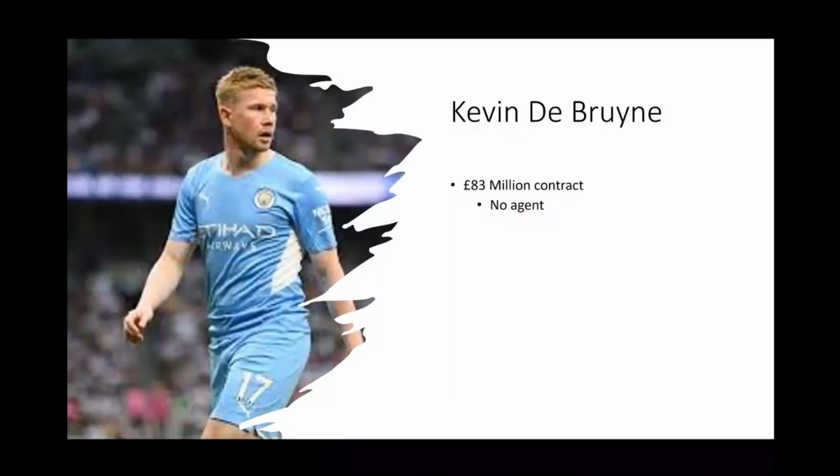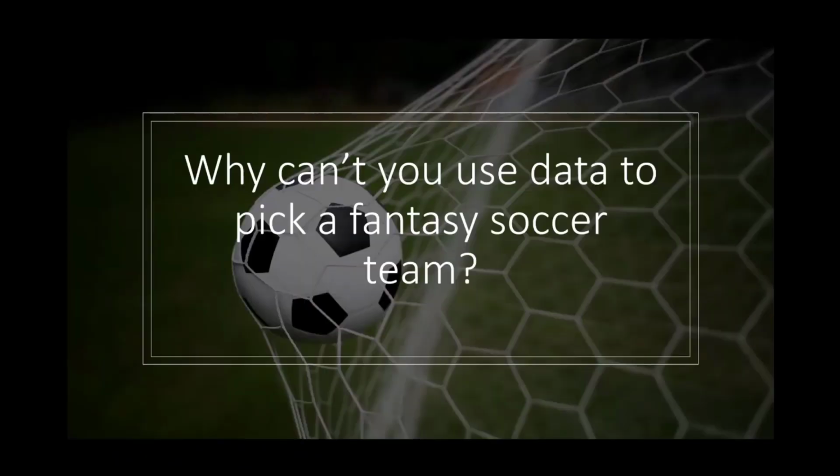Kevin De Bruyne renegotiated his Man City contract. No agents. He used a team of data analysts to get himself a £400,000 a week contract by using the data to show his value to the team, show what he was delivering. His dad and a couple of data analysts sat down and negotiated that £83 million contract for him.